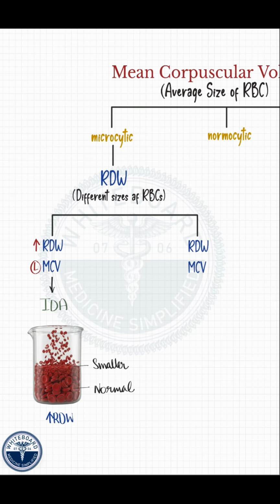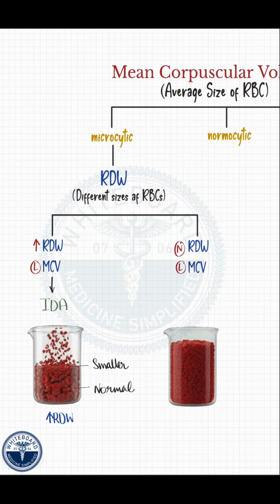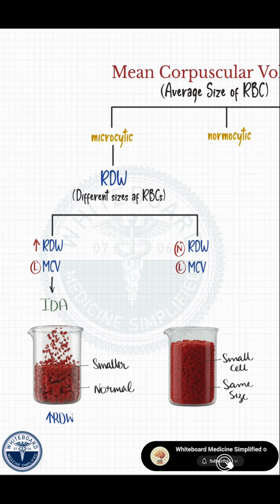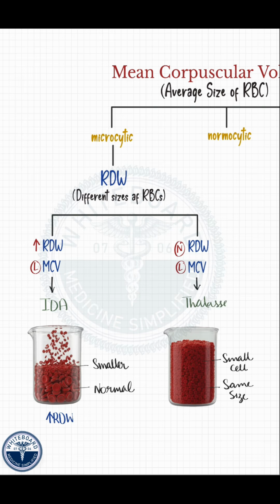And suppose the RDW is normal but the MCV is low. It indicates a more homogeneous population of smaller cells. Here, MCV tells us the size of RBCs is low and RDW tells us the cells are of the same size. In other words, less variation in cell size. This is typically seen in thalassemia or anemia of chronic disease.